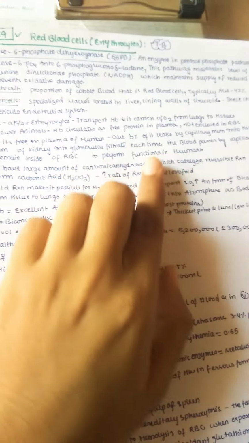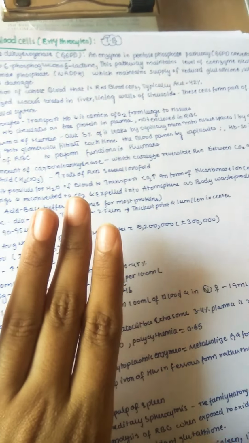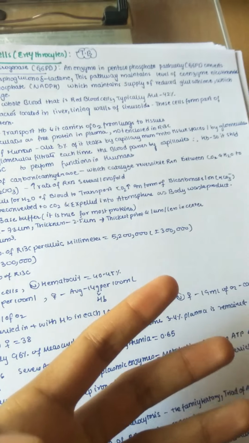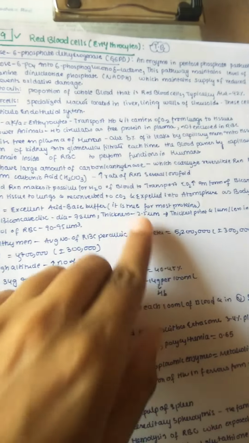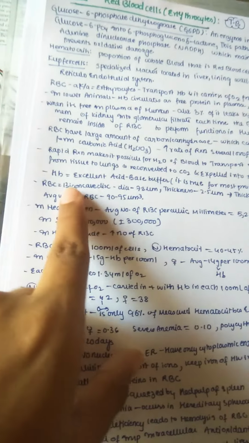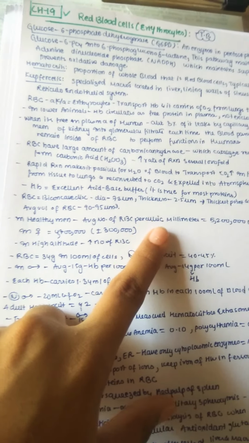So this carbonic anhydrase's main function is to transport the carbon dioxide in the blood in the form of bicarbonates, that is HCO3 minus. So to transport carbon dioxide in the form of bicarbonates, it is mainly facilitated by carbonic anhydrase, which is present in our red blood cells. And hemoglobin is an excellent acid base buffer. It is true for most of the proteins.